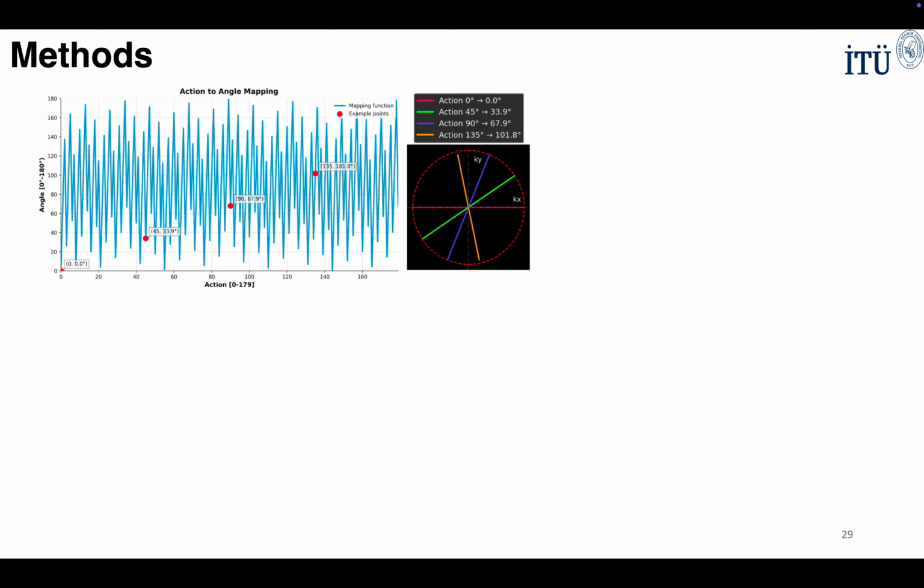On the left, we see the action to angle mapping. Our agent observes the current k-space state and learns to select from 180 discrete actions, each corresponding to a specific radial angle. The reward signal guides the agent towards angles that improve reconstruction quality. The action space is discrete, ranging from 0 to 179, representing different angular positions. This provides sufficient granularity while keeping the action space manageable for learning.